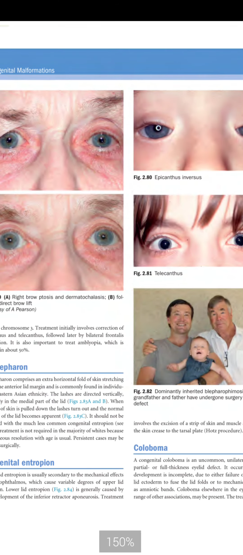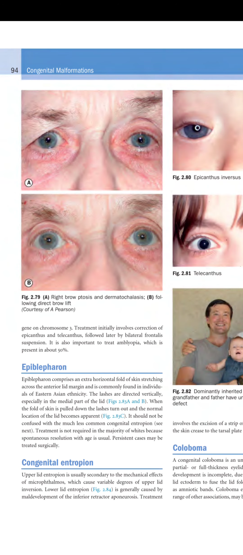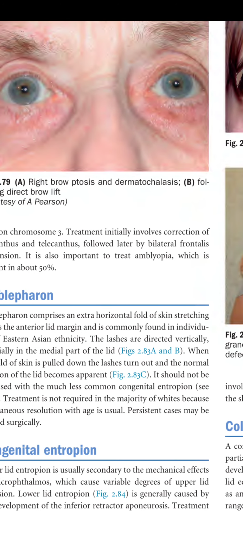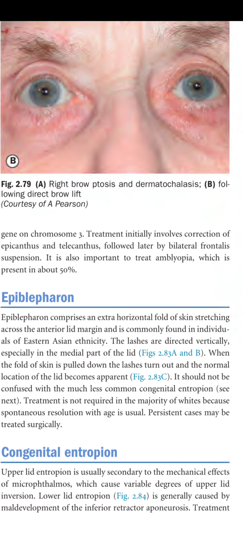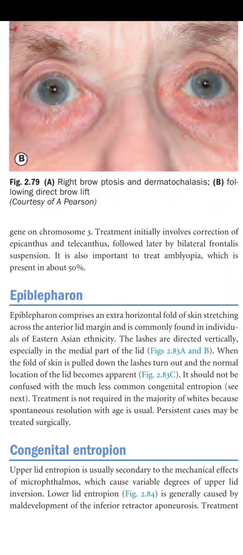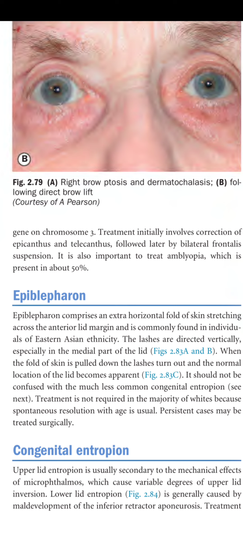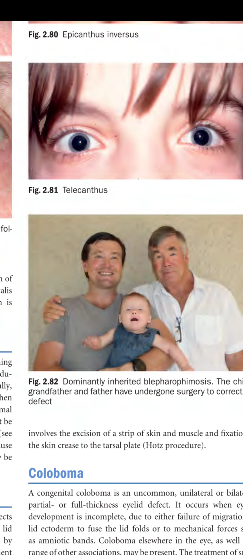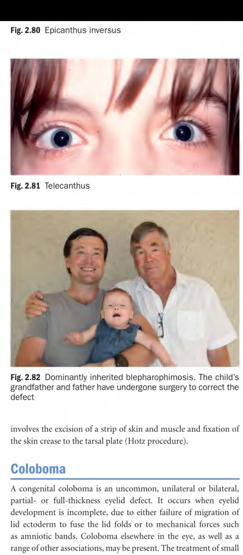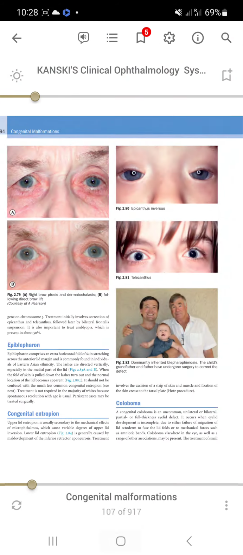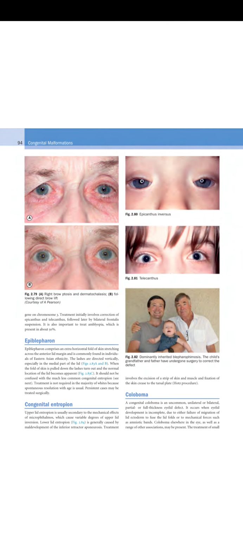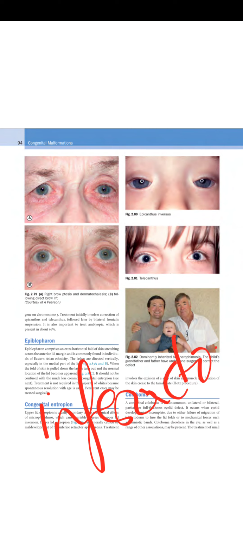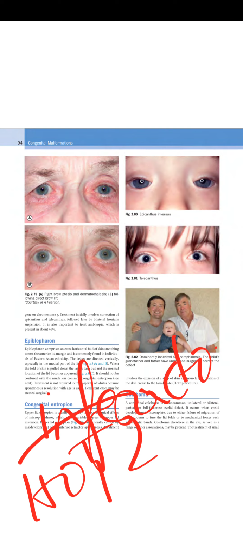Next is congenital entropion. Upper lid entropion is usually secondary to the mechanical effect of microphthalmos, which causes a variable degree of upper lid inversion. Lower lid entropion is generally caused by maldevelopment of the inferior retractor aponeurosis. Treatment involves excision of a strip of skin and muscle and fixation of the skin crease to the tarsal plate. So congenital entropion is basically due to a defect in the inferior retractor aponeurosis, and one way to treat it is with the Hotz procedure.